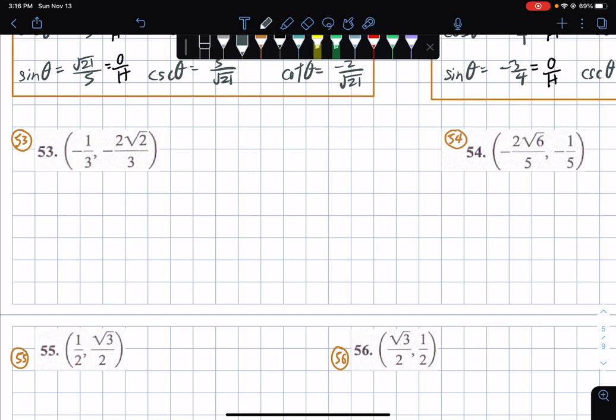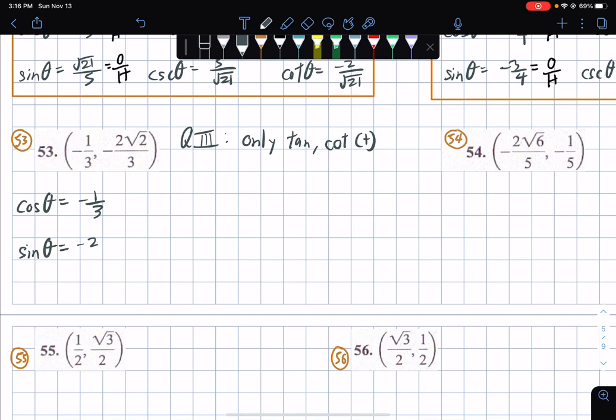Negative x and y, both negative, obviously it's quadrant 3. So only tangent and cotangent are positive. And so cosine theta is equal to negative 1 over 3. Sine theta is equal to negative 2 square root of 2 over 3. Secant theta is equal to negative 3. Cosecant theta is equal to negative 3 over 2 times square root of 2.